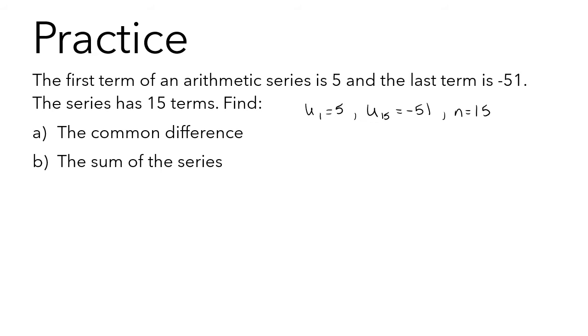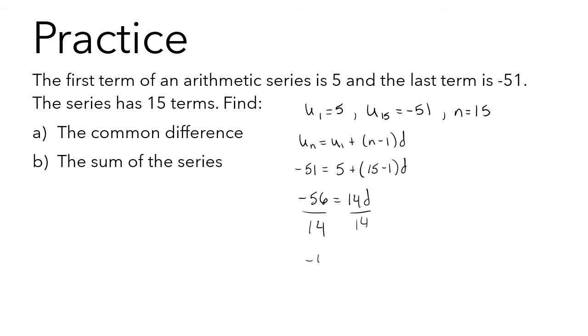So remembering our formula for sequences, un is equal to u1 plus n minus 1 times d, we can find the common difference. So let's use u15 equals negative 51. That'll be negative 51 equals u1, which is 5, plus n, this is the 15th term, minus 1 times d. We'll solve for d now. Subtract 5 on both sides, which gives me negative 56 equals 15 minus 1, which is 14, d. Divide by 14 on both sides, and we get negative 4 equals d.